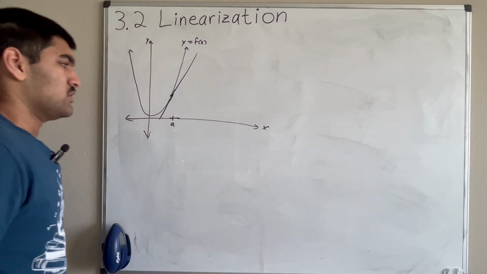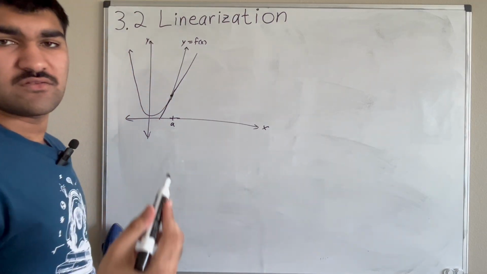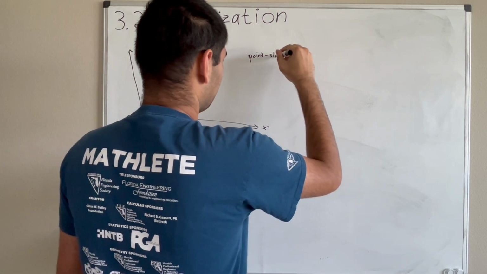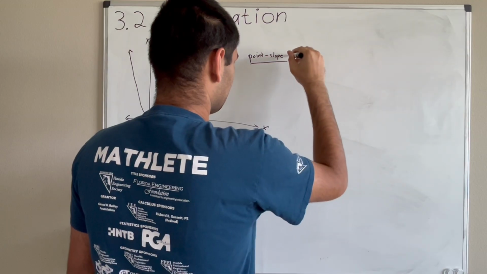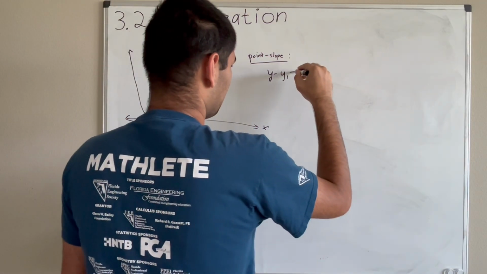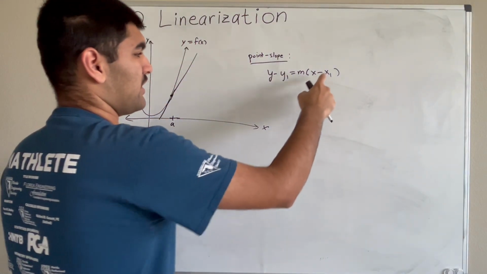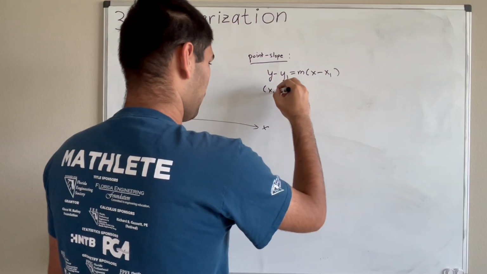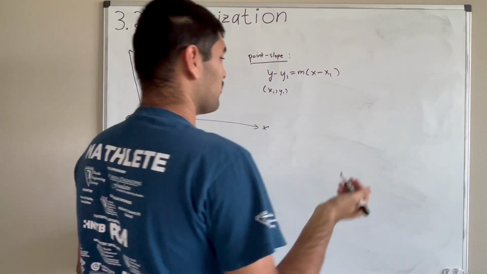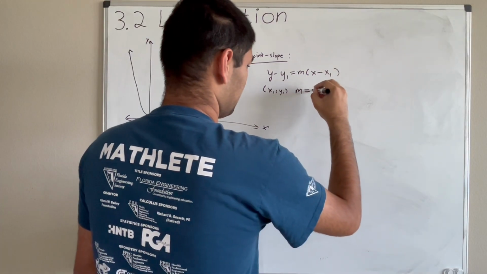Okay, so how do we do it? Well, we can consider point slope form. Point slope form basically is y minus y1 equals m times x minus x1, where x1, y1 is a coordinate point that you know is on the line, so some point on the line. And then m is just the slope of the line.